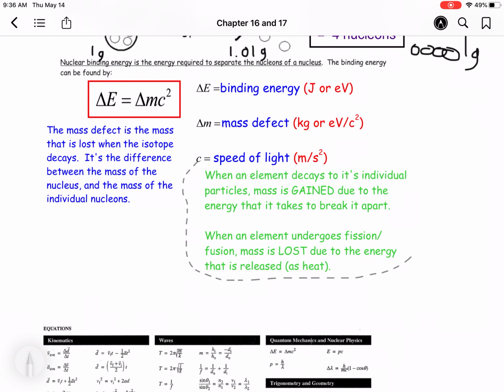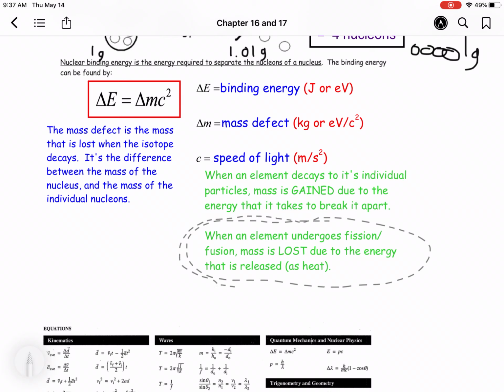So when an element decays to its individual particles, mass is gained due to the energy it takes to break apart. When an element undergoes fission or fusion, mass is lost due to the energy that is released as heat. That's important because we are always looking for ways to collect energy. If fission and fusion happen, we get free energy coming out, and we can release this heat, which makes sense because that's how the sun works.